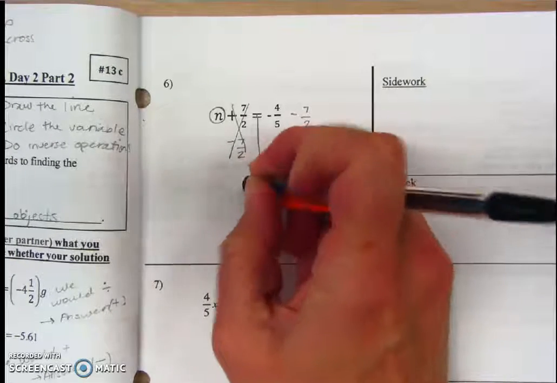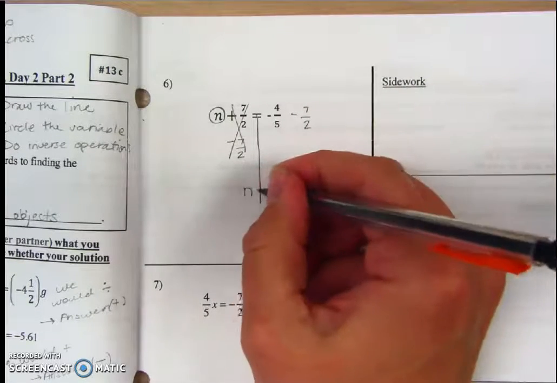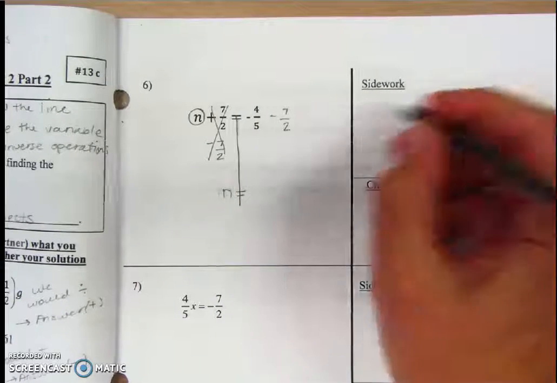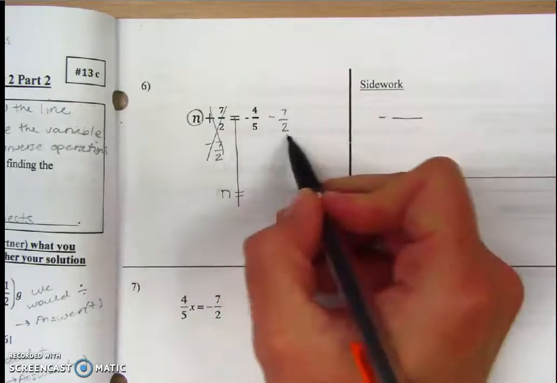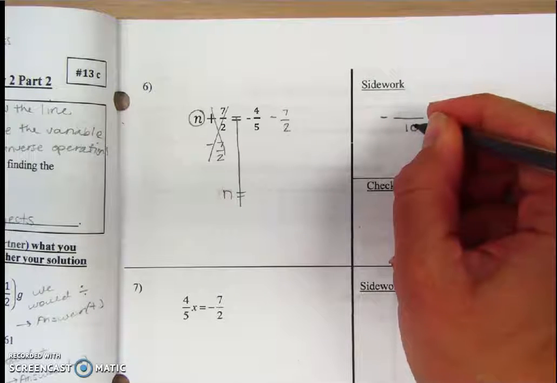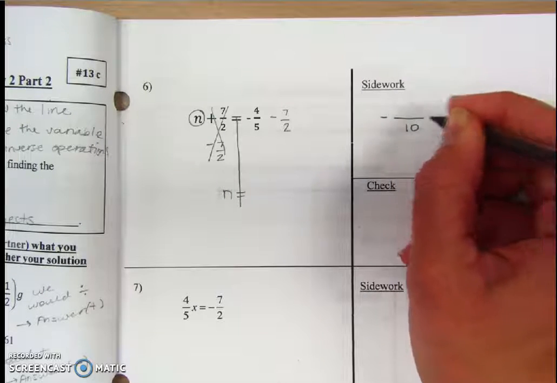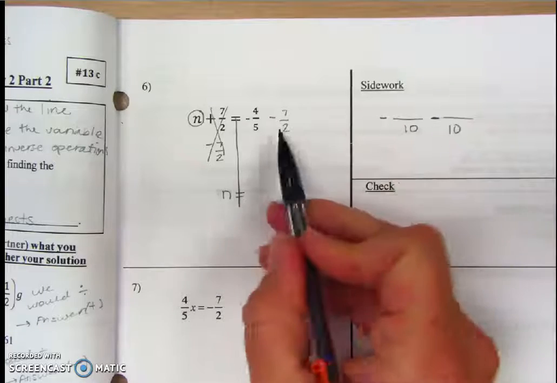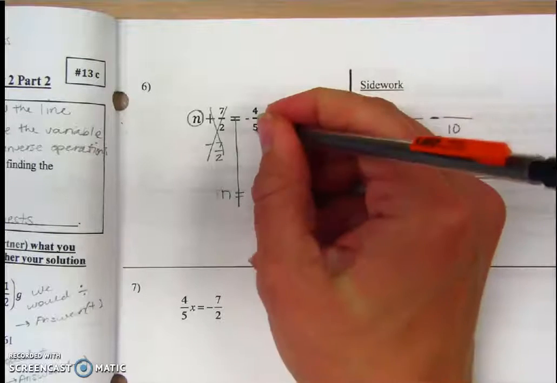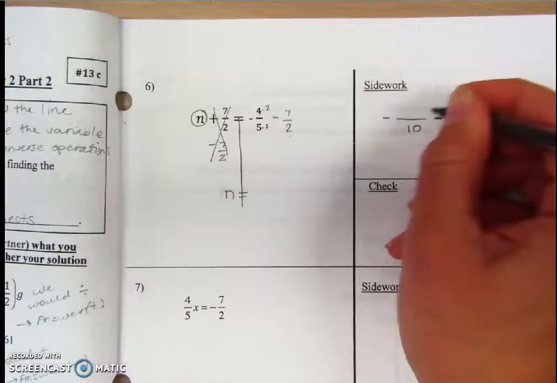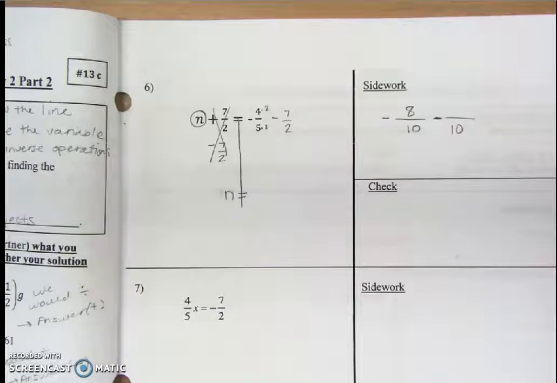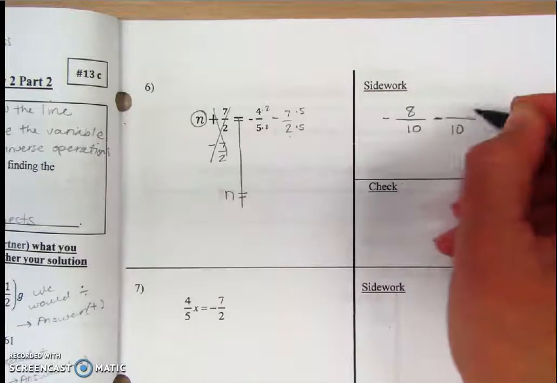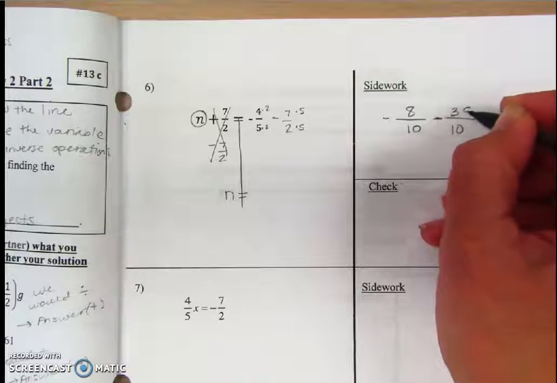Oops, this is an N, not an M. N would equal, well, I need common denominators again. I'll go ahead and write them over here. So that's going to be negative 4/5 and 7/2. Let's make that common denominator 10. And over here, 10. And we're going to be subtracting. So to get to 10 from 5, I have to multiply top and bottom by 2. So that makes it negative 8 tenths. To get to 10 from 2, I multiply by 5, top and bottom. That makes it minus 35 tenths.